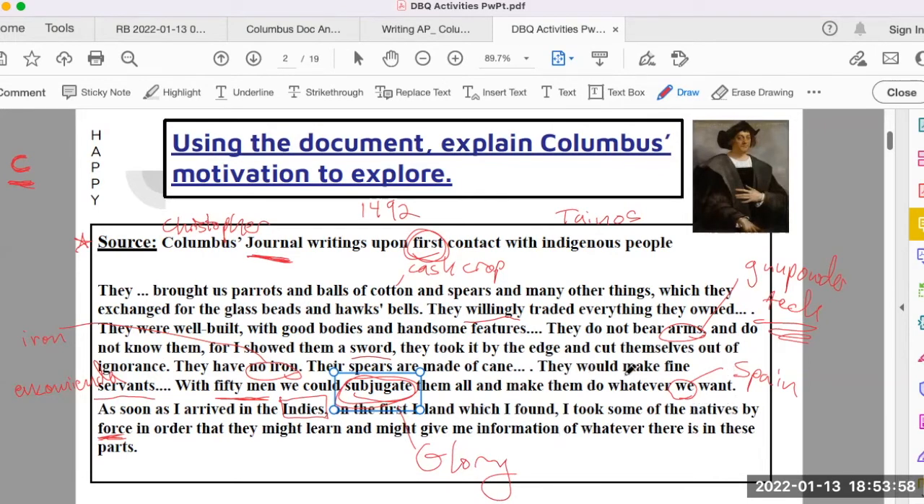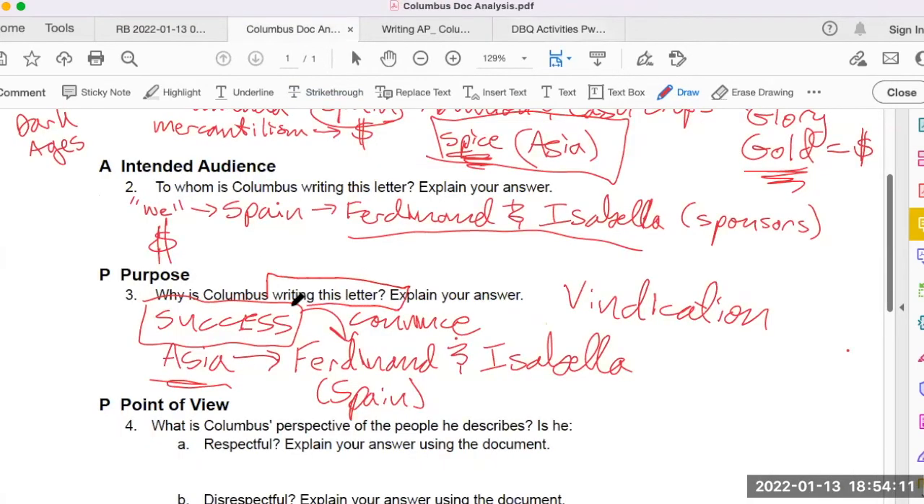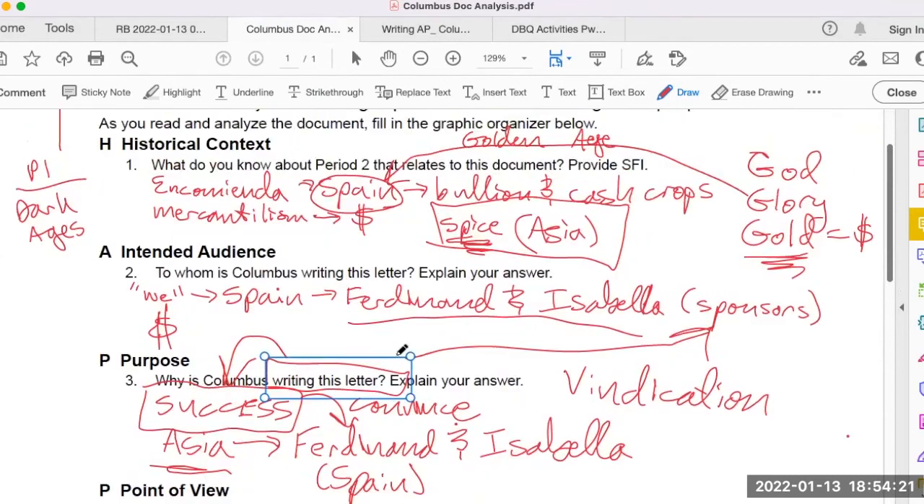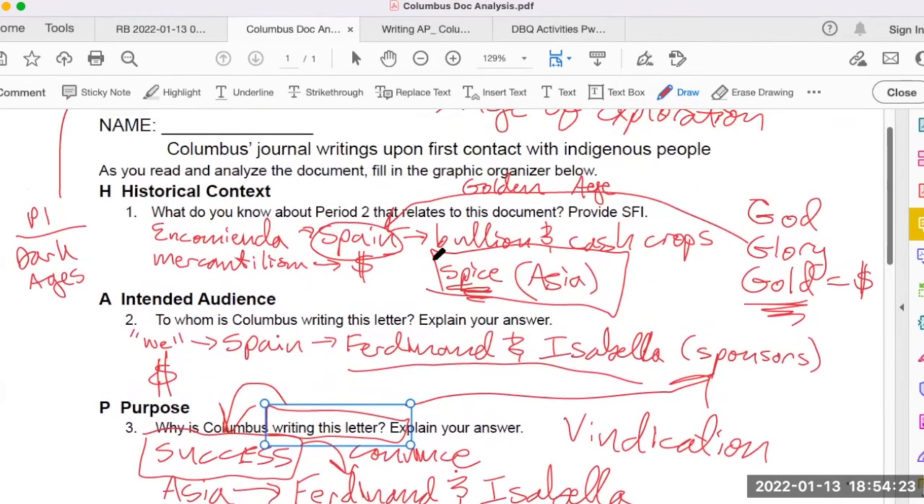Okay, so he's trying to convince his employers, his sponsors, that he has done what he has been paid and funded to do in the first place. So that could be our description of why he's writing the letter, to write about his great success and to convince his sponsors that he has done an adequate job. Now remember, in this worksheet, I'm just writing down general ideas. I'm not writing complete sentences. It'll be better for your practice to write down complete sentences.